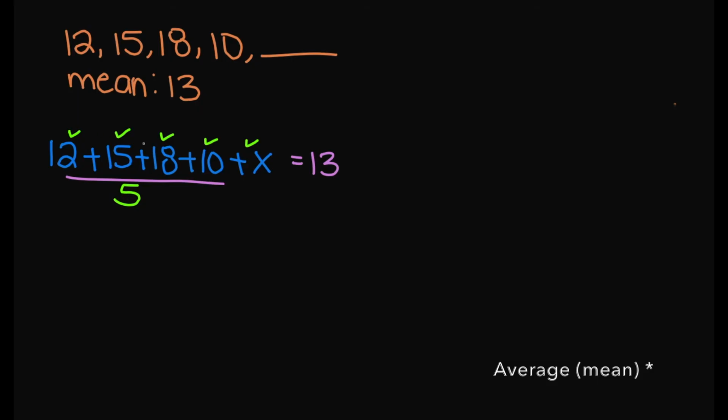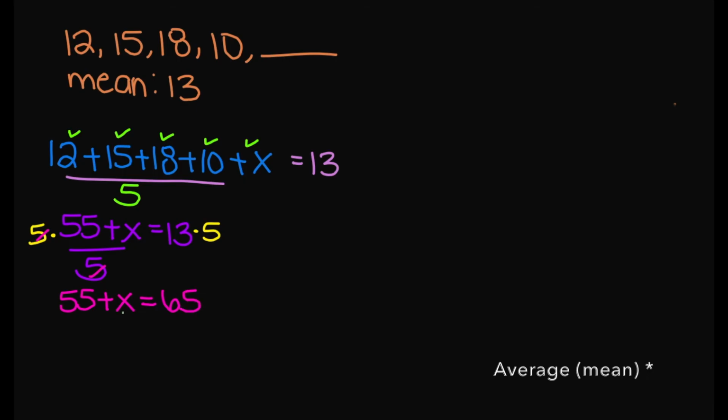Now, if I add all my numbers on my left side in my numerator, that is going to give me 55. So 55 plus x over 5 equals 13. Now we're going to multiply both sides by the number 5. My 5s are going to cancel out. So you're going to be left with 55 plus x equals 13 times 5. This is going to equal 65.